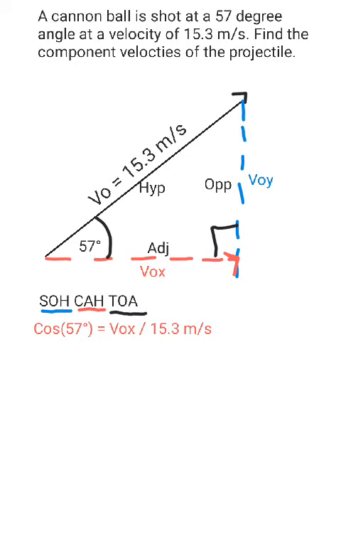Okay, the cosine function says that the cosine of theta, or the cosine of the angle, is equal to the adjacent leg divided by the hypotenuse. Well, here's the cosine. The angle 57 degrees is here. The adjacent leg, which is the v naught x, is being divided by the value of the hypotenuse, which is 15.3 meters per second. So there's my function, right? Now, what we're looking for is the v naught x, which means we have to eliminate the 15.3 meters per second.